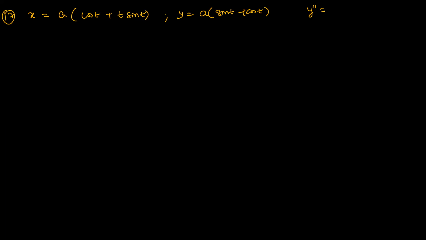Y double dash is equal to... what is Y double dash? So what is dy by dt? A into cos t minus, minus of t sin t, t cos t, you need to apply the u v rule. There you didn't apply. It's a variable, there's a constant, you should not apply. It's a variable, because y is a function of t, x is also a function of t. So you're solving using parametric form. Maybe that is a mistake, you can try and see.